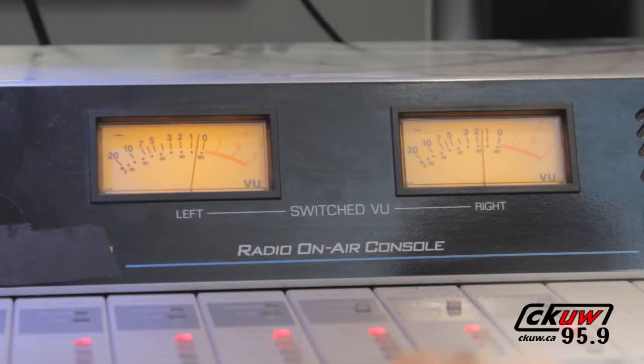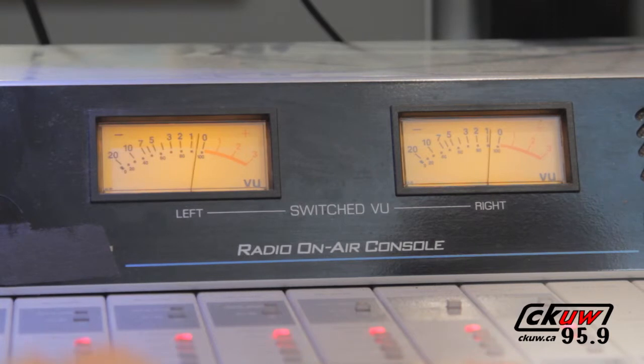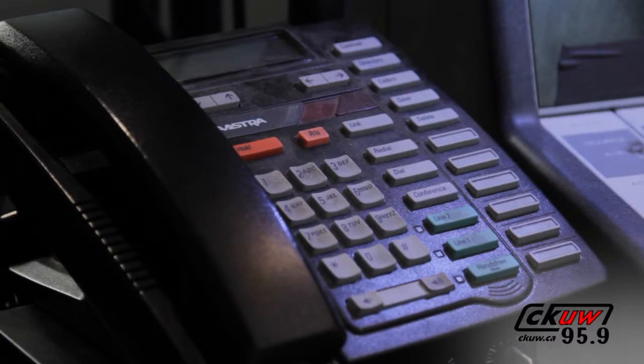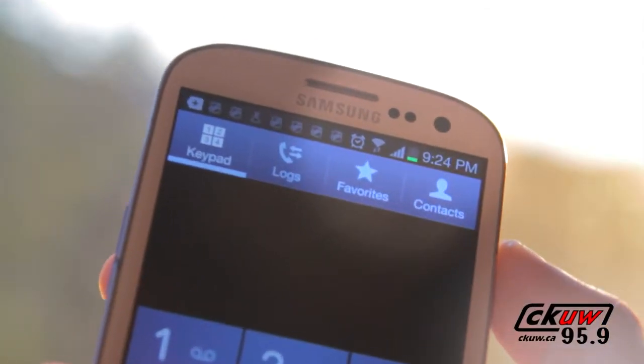During the interview, always keep your eyes on the VU meter to make sure your caller's volume levels are appropriate. It's important to note that good quality telephone conversations for broadcast are largely dependent on the quality of the phone line. Encourage your caller to use a landline if possible. If they must use a cell phone, encourage them to be in an area with good reception.